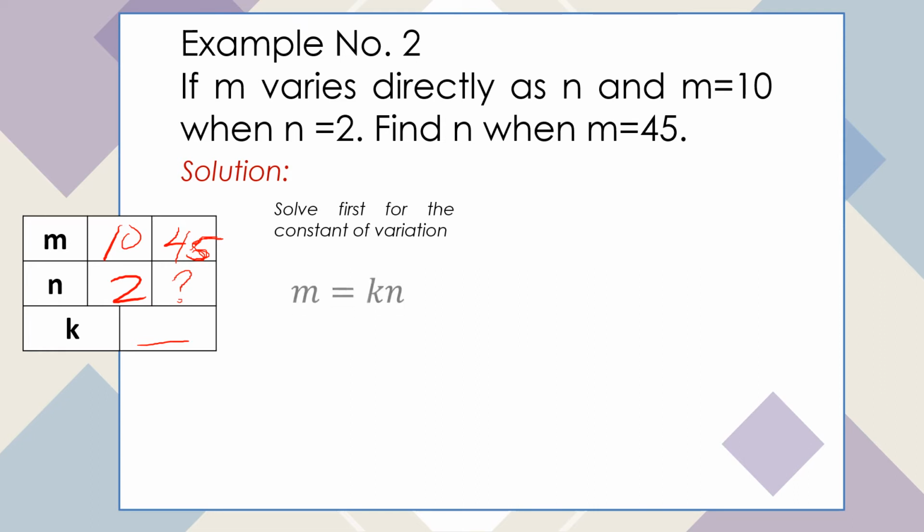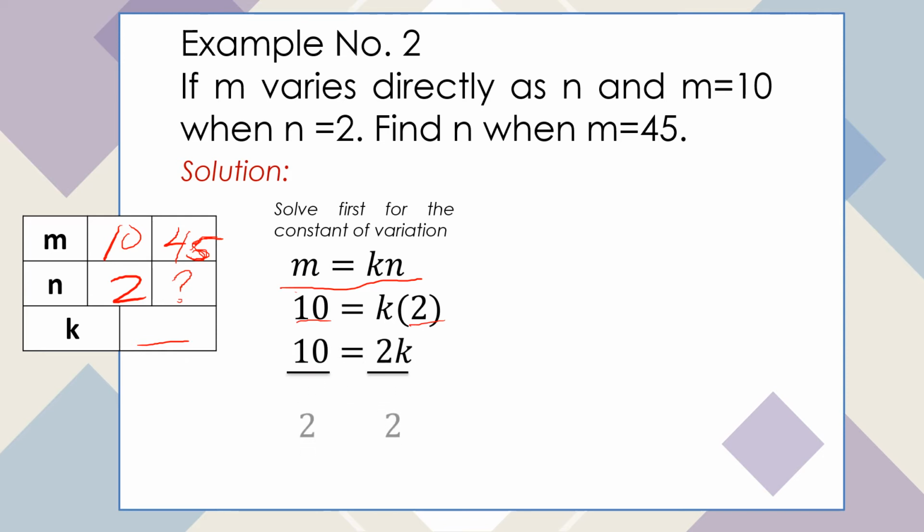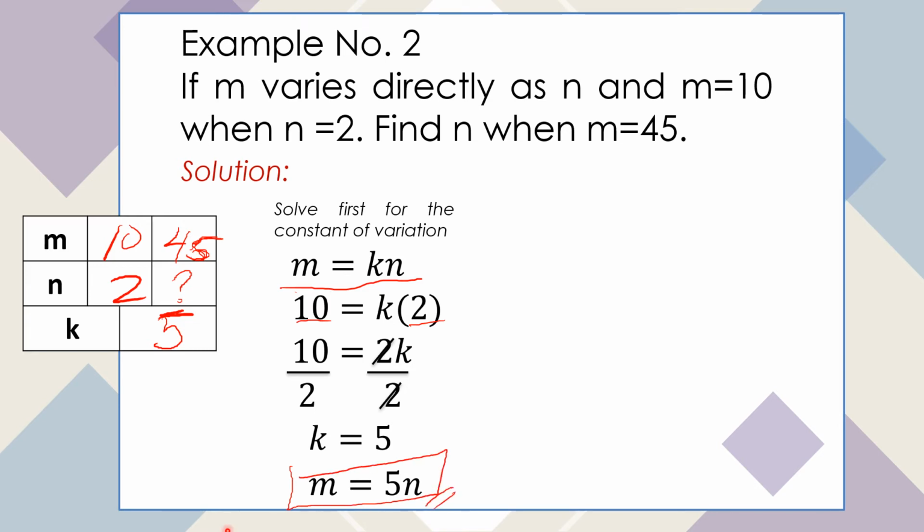First, M varies directly as N, so M equals KN. Then we substitute the given values, 10 and 2. 2 times K is 2K. Divide both sides by 2: 2 divided by 2 cancels, and 10 divided by 2 is 5. Therefore, the constant of variation is 5. Then we put it in the equation of variation: M equals 5N. This is the equation of variation.